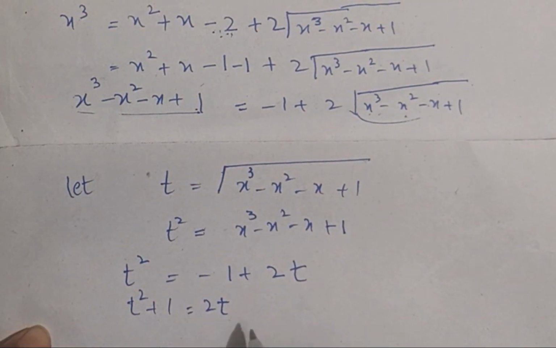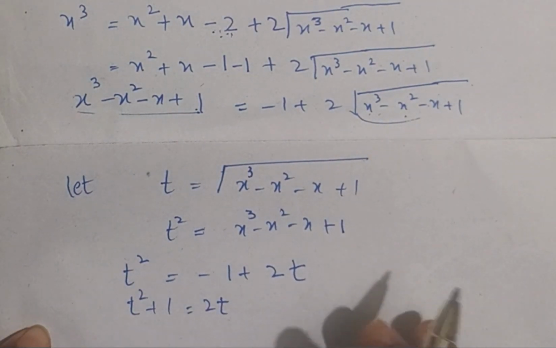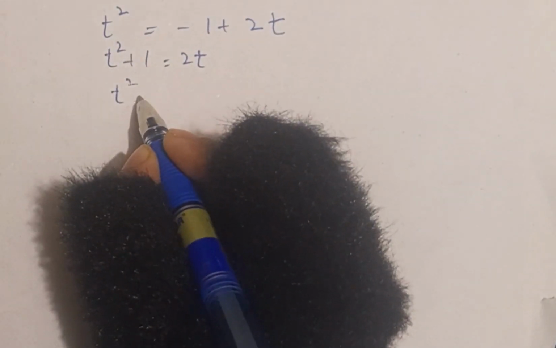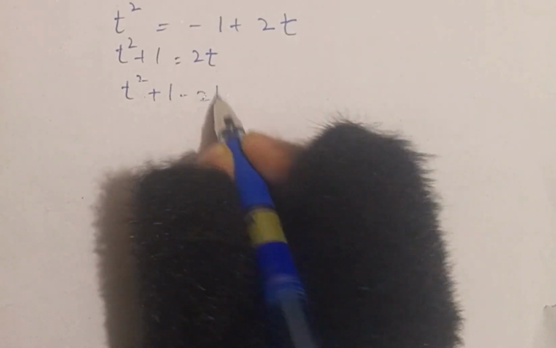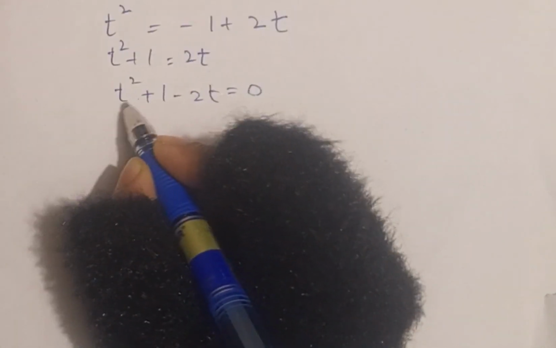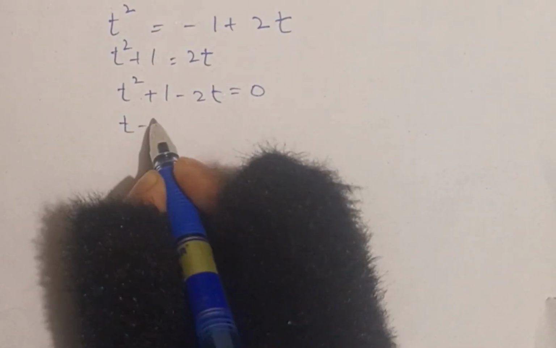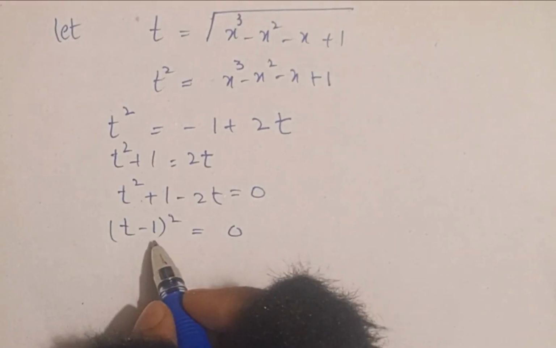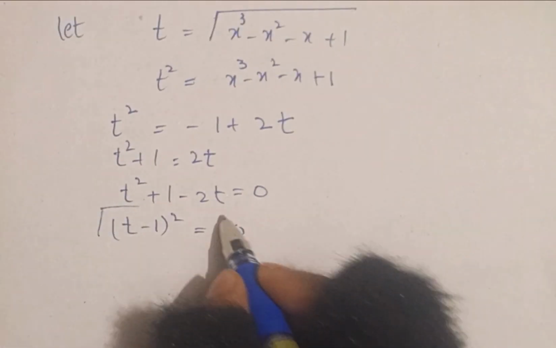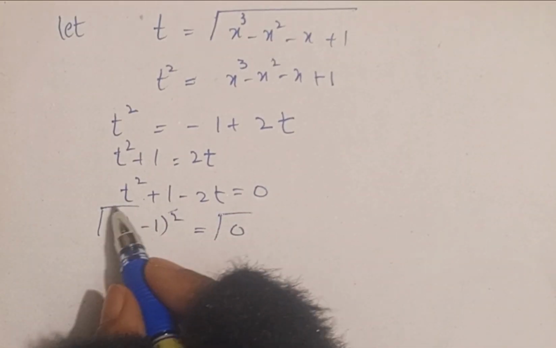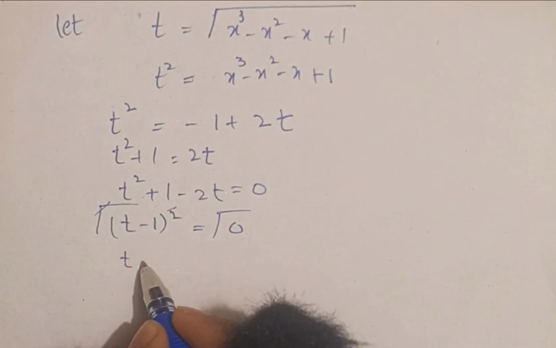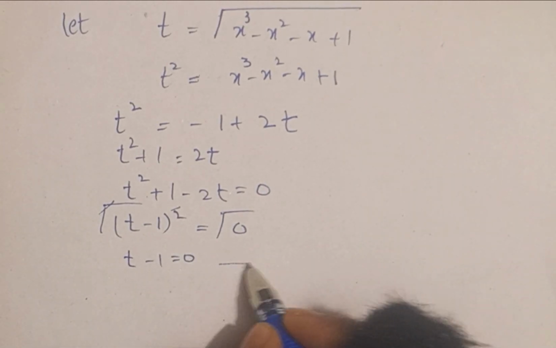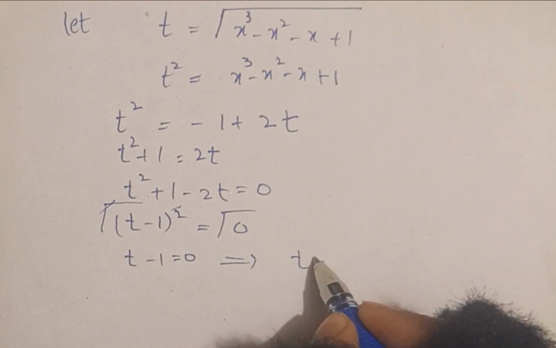And in the next step, if we subtract 2t on both sides, then we will get t² plus 1 minus 2t is equal to 0. Now this is equal to (t minus 1)² equal to 0. Next step, if we take a square root on both sides, the square and square root will cancel. We just get t minus 1 is equal to 0. If we add 1 on both sides, this implies t is equal to 1.